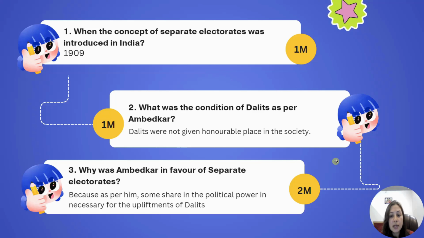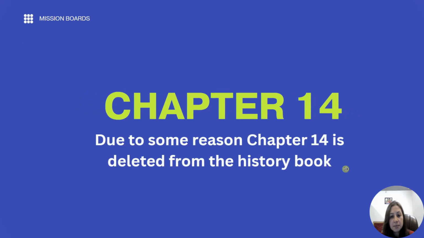What was the condition of Dalits as per Ambedkar? He said that they are not being honored. Why was Ambedkar in favor of separate electorates? According to him, some share in political power is required for the upliftment of the Dalits.